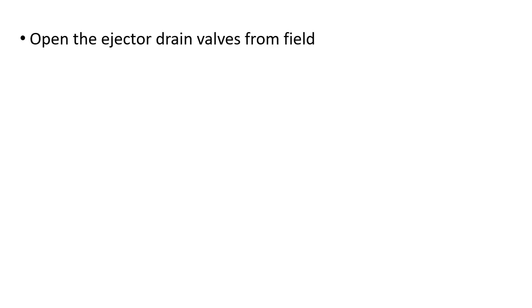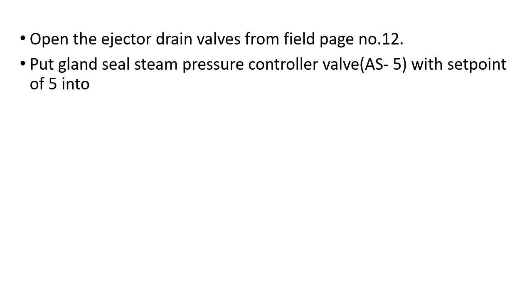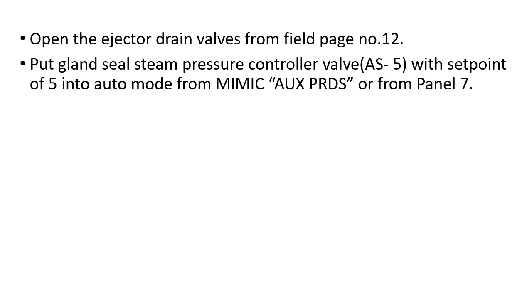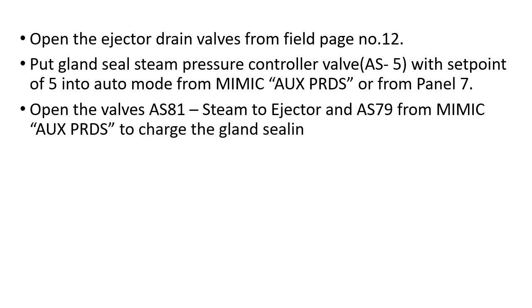You should open the drain valve first so that you can then put the gland seal steam pressure controller or AS5 with set point of 5 in auto mode from mimic or from panel number 7. Now open the valve AS81 steam to ejector and AS79 from mimic auxiliary PRDS to charge the gland sealing steam.